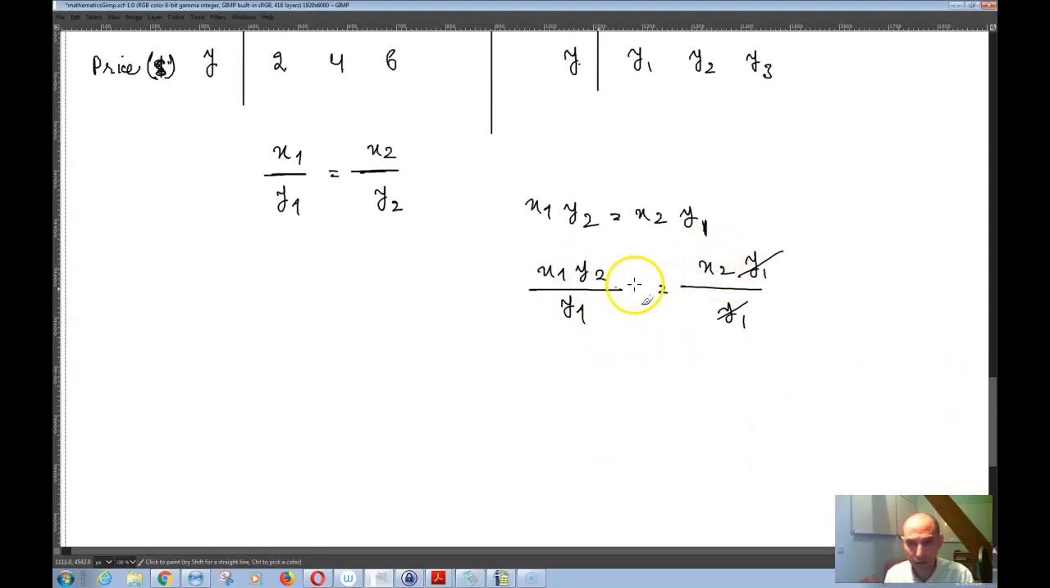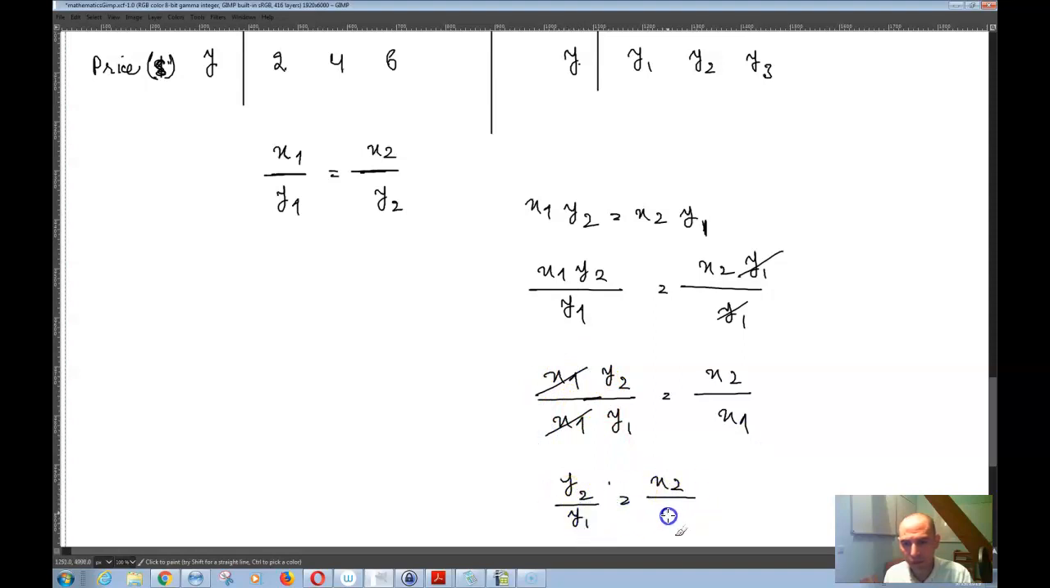Now suppose that I divide both sides of this equation by x1. I actually did the wrong thing, I'm sorry. If I divide by x1, then x1 divided by x1 cancels out, and I had y2 by y1 here, which is equal to x2 divided by x1. So these two will cancel out, and you will have y2 divided by y1 is equal to x2 divided by x1.